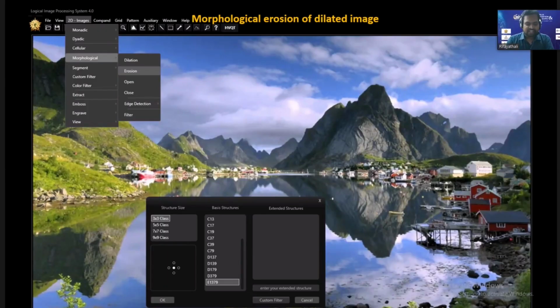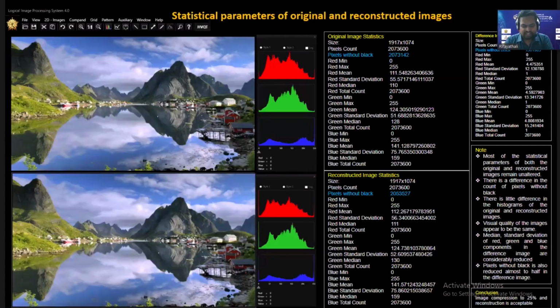We have studied the statistical parameters of the original and the reconstructed image. This is shown here. There are not many changes. Most of the statistical parameters of both original and reconstructed image remain unaltered. There is a difference in the count of pixels without blot. There is a little difference in the histograms of the original and the reconstructed images. Visual quality of the images appears to be the same.